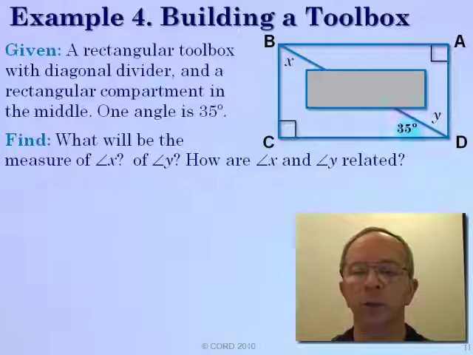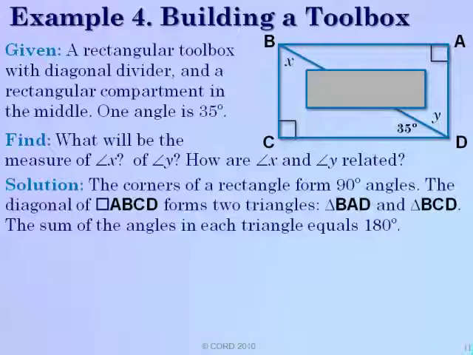And you'll notice that we are given one angle is 35 degrees. And how are angle X and angle Y related? Well, first of all, the corners of a rectangle always form 90 degrees. And so you'll see we've got 2 right triangles here.